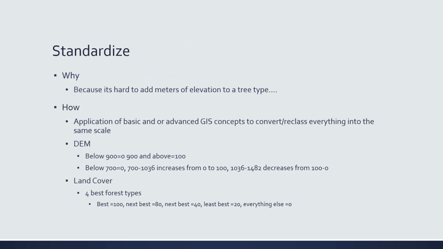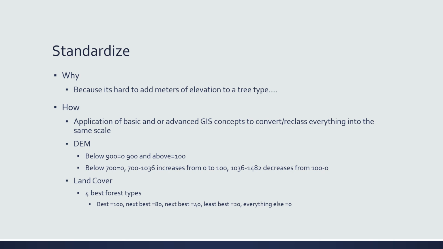One of the most important steps is standardizing your data. Why? Because it's hard to add meters of elevation to a tree type. What does 900 meters plus an elm equal? It equals nothing because the units are so different. Even if they were all numeric, if one were in the thousands and the others in the tens or the hundreds, you can see how subtle changes in one data set could overwhelm the other. So we have to standardize these variables before we combine our data if we want to get meaningful output.